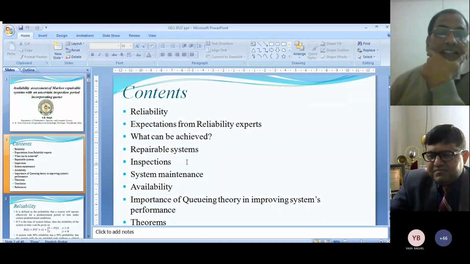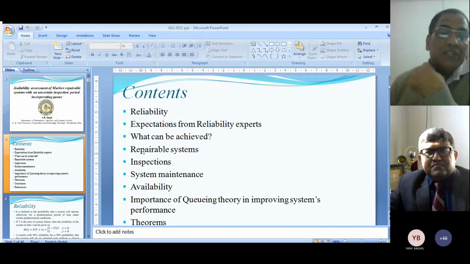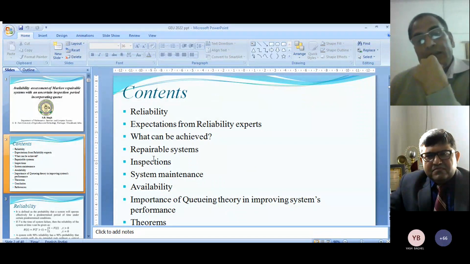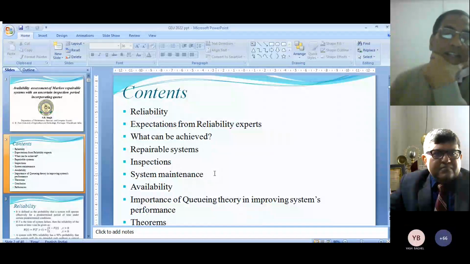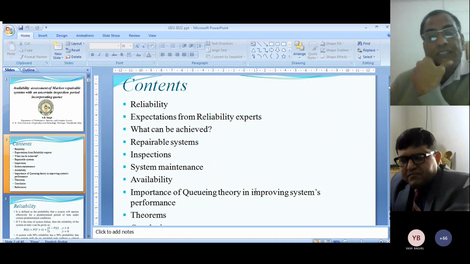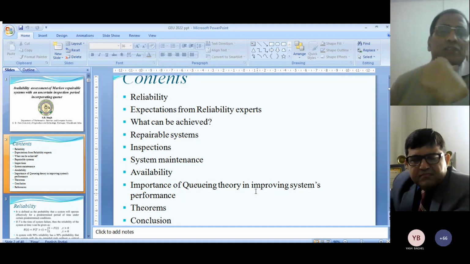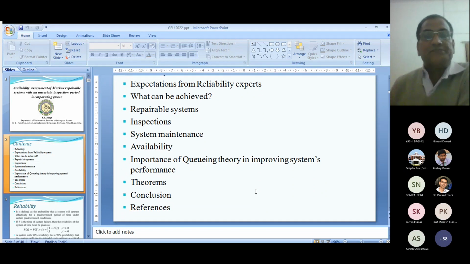What is reliability? What are the expectations from reliability experts and how can that be achieved? What are repairable systems and how can inspections play a role in maintaining the reliability of the system? What do we mean by system maintenance and availability? Next, the importance of queuing theory in improving the system's performance, and lastly, some theorems will be derived for the considered system, followed by conclusion and references.